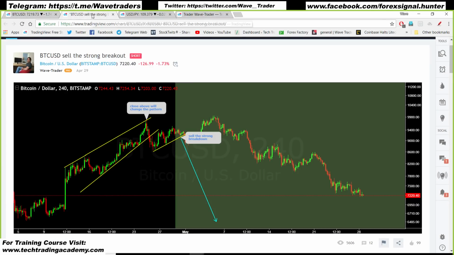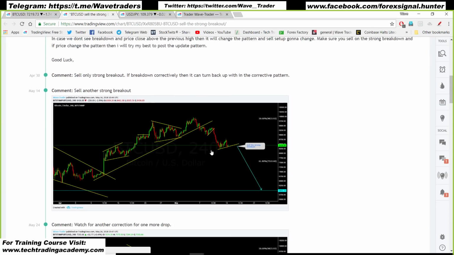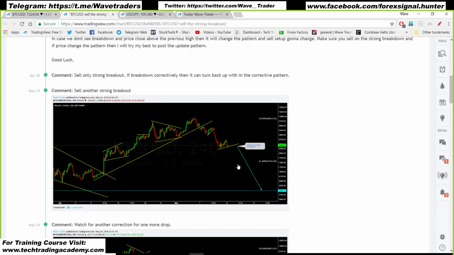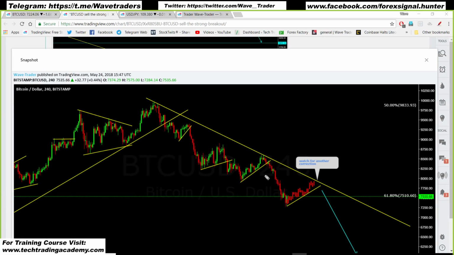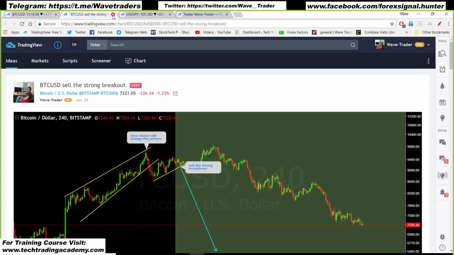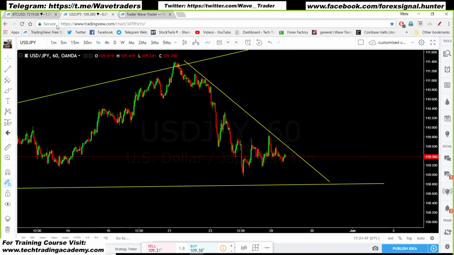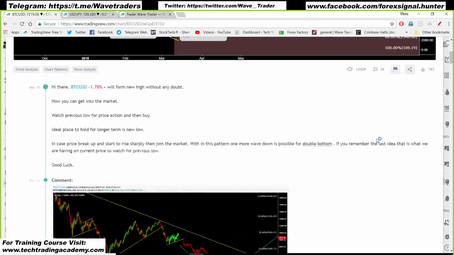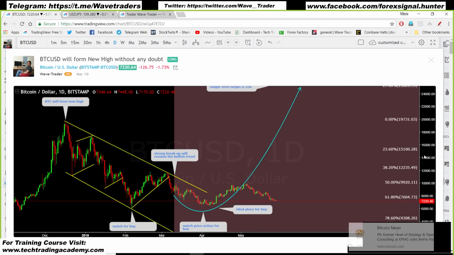Okay, so Bitcoin, that's what it is doing. Breakdown, yeah. Okay, correction. Breakdown. All right, correction broken down. Another correction broken down, and watch for another correction for more breakdown. So we are looking to buy Bitcoin for longer term on the 6,000 area. Okay, but for buying at the 6,000 area, we're going to watch price action before we jump into the market. So I was showing you the 6,000 area for a buy since very long.